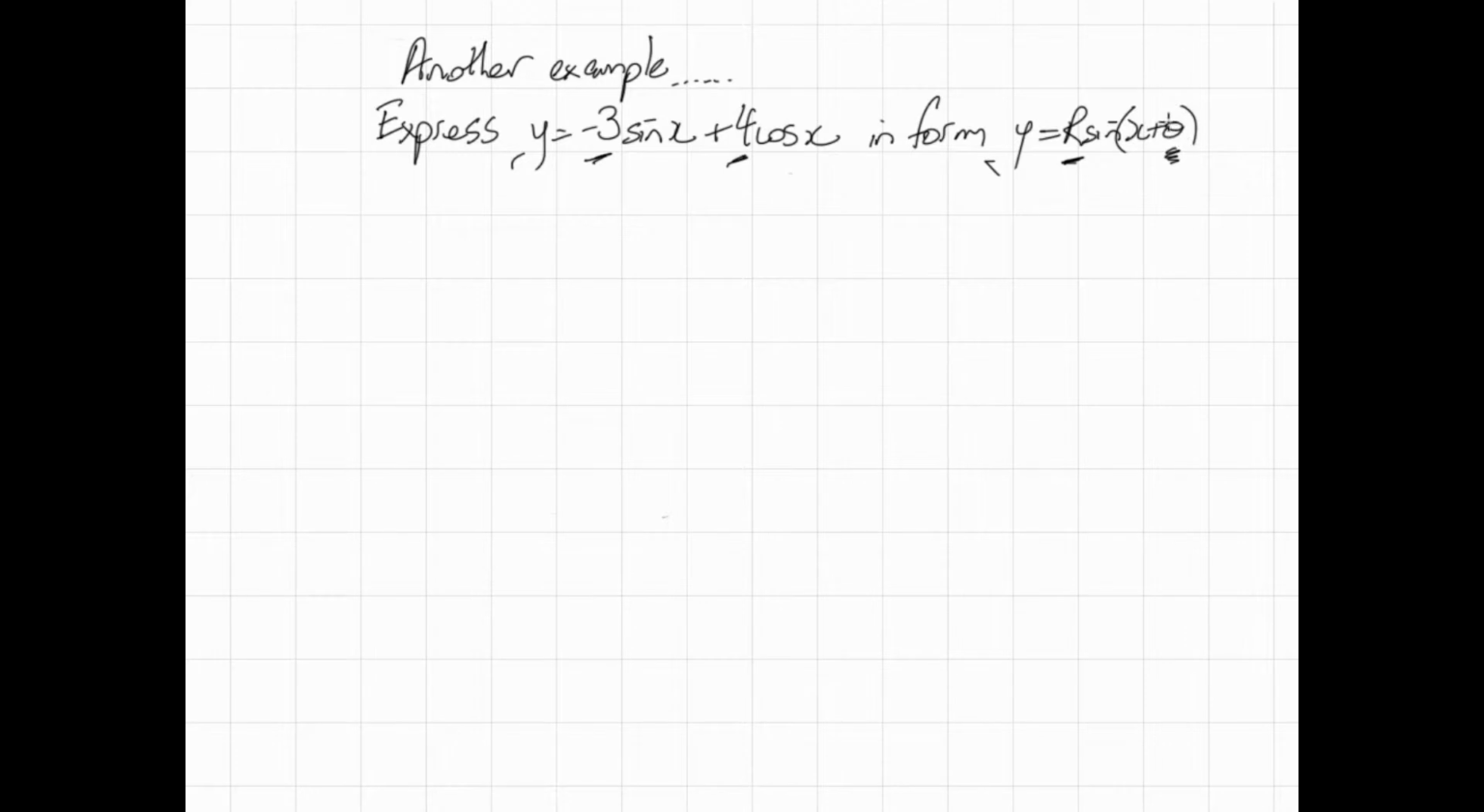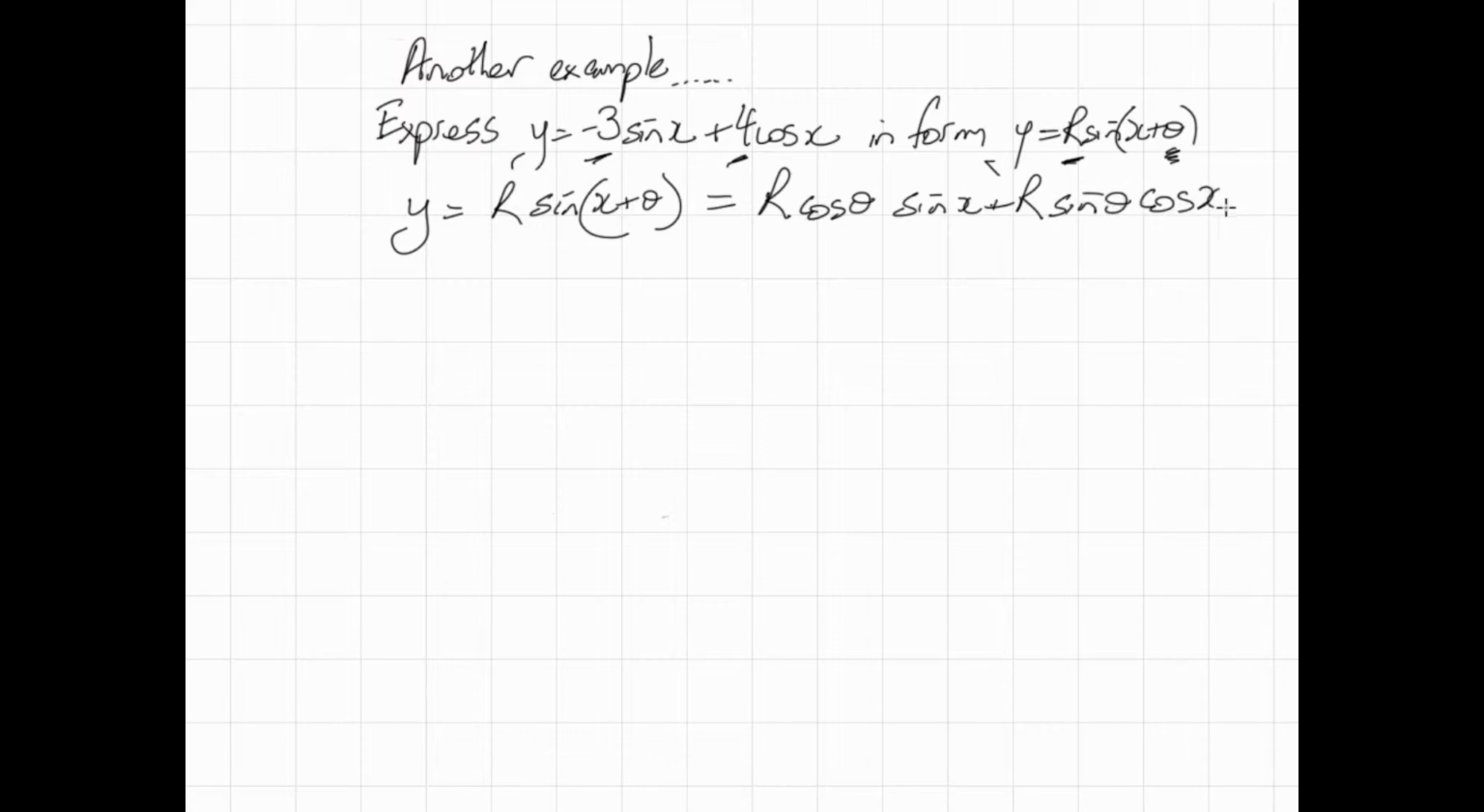So let's do the template method, which is to expand this out using our sine of a plus b identity. So we've got y equals r sine of (x plus theta). The expansion means that everything inside has got to be multiplied by r, so that'll be r cos theta sine x plus r sine theta cos of x.